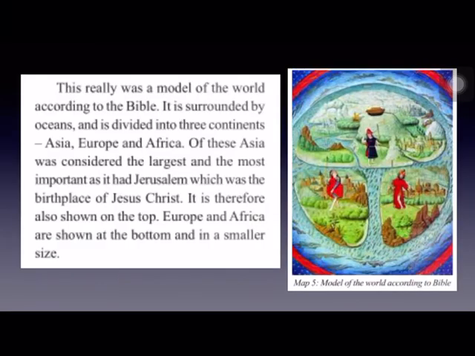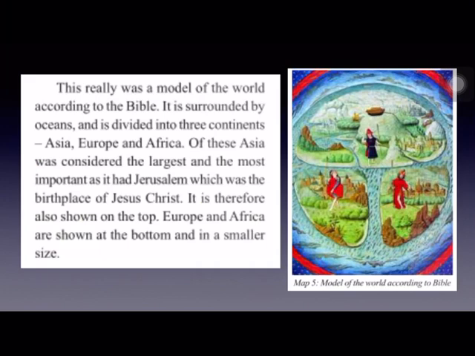Now, European map makers were very much influenced by the religious ideas of the Bible. Because their religion is Christianity, they prepared world maps based on these ideas. For example, you can see one such map in the picture. It is surrounded by oceans and it is divided into 3 continents. Those 3 continents are Asia, Europe and Africa. And you can see Asia is on the top.